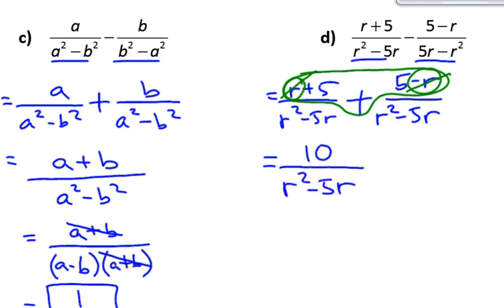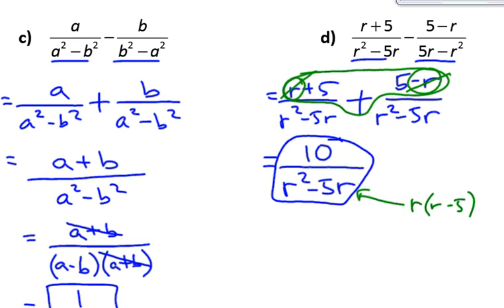Now notice if I were to factor the denominator, and I'm not writing this down, I'm just showing you, you would get r times r minus 5. Notice that does not factor out or cancel out with 10. So what I have written is my actual final answer. And that is adding and subtracting rational expressions with opposite denominators.